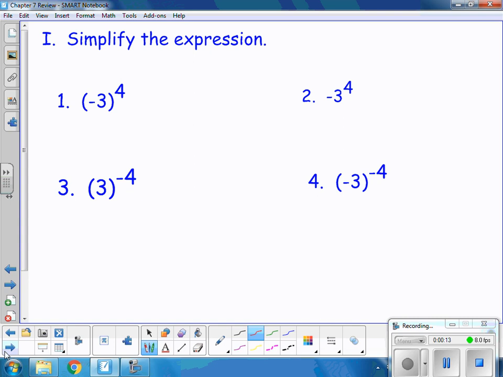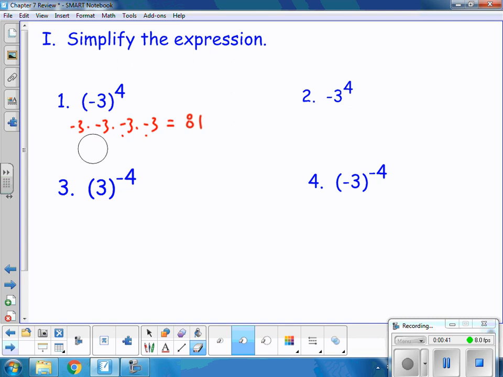So let's go ahead and look at negative 3 to the fourth power, because the exponent is outside of the parentheses and the parentheses is including the negative. That means we are taking the negative with us. That means this is negative 3 times negative 3 times negative 3 times negative 3. And in that case, negative 3 to the fourth power ends up being positive 81. A negative times a negative times a negative times a negative ends up being a positive number.